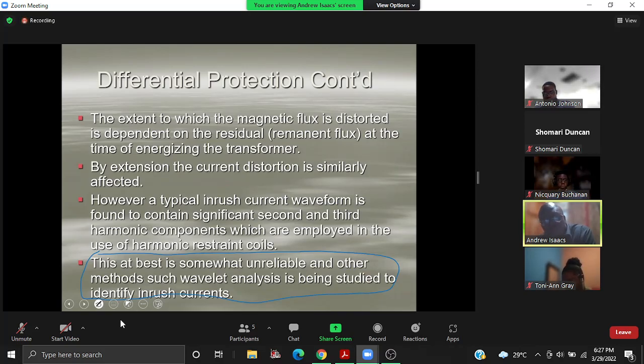And what you would do, you have a wavelet toolbox in MATLAB that you can then use to determine whether or not the current seen going into the transformer is fault or inrush. All right, so the wavelet is just, for lack of a better word, a more refined method of determining or identifying the type of waveform.